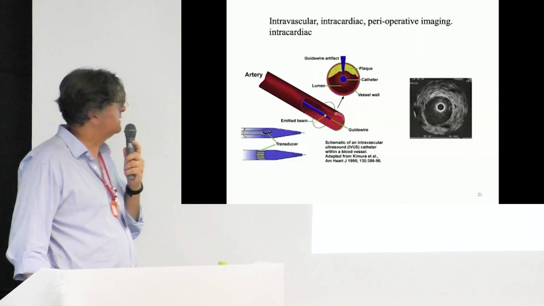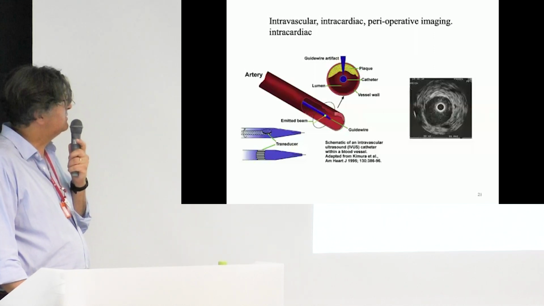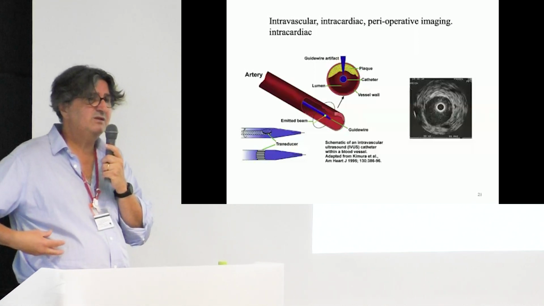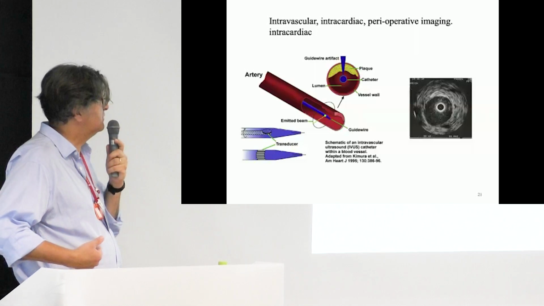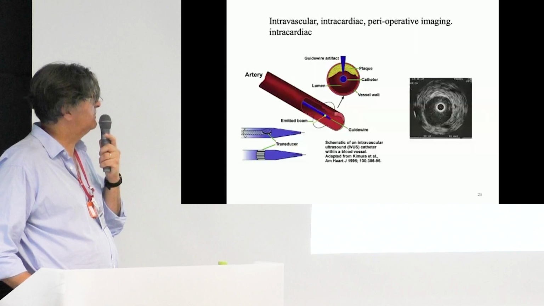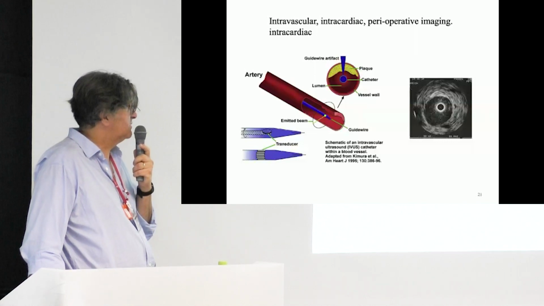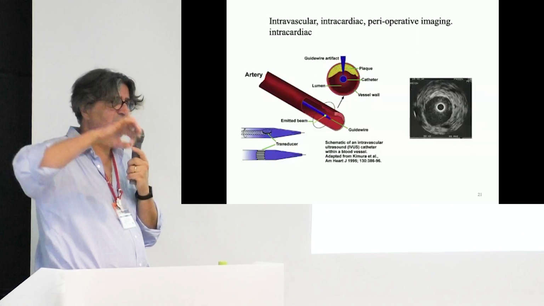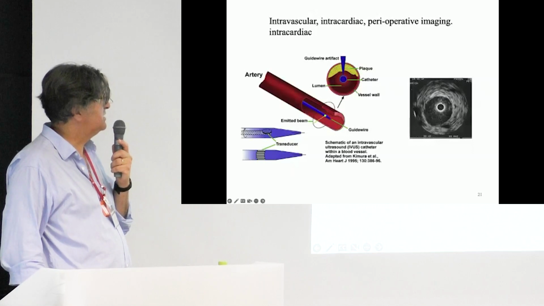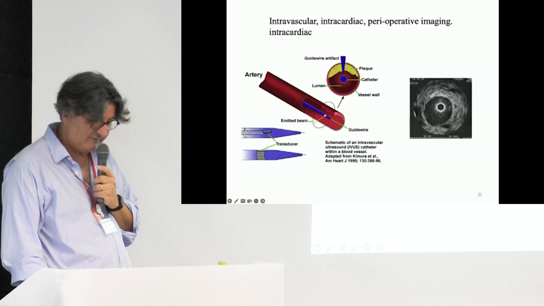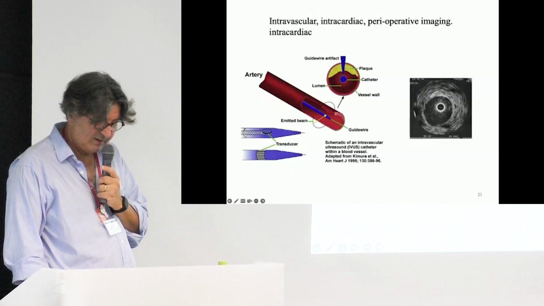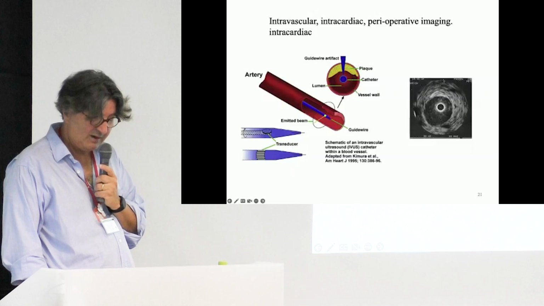Another aspect you can look at is this: what I have shown up to now were external images, but of course you can do intravascular, intracardiac, and perioperative images. For instance, it means that you have to develop very small transducers in order to put them into a catheter and to have images. And you can do this kind of intracardiac and intra-artery, intravascular images, where you can see in this area an atheromatous plaque, for instance. So you have a circular image.